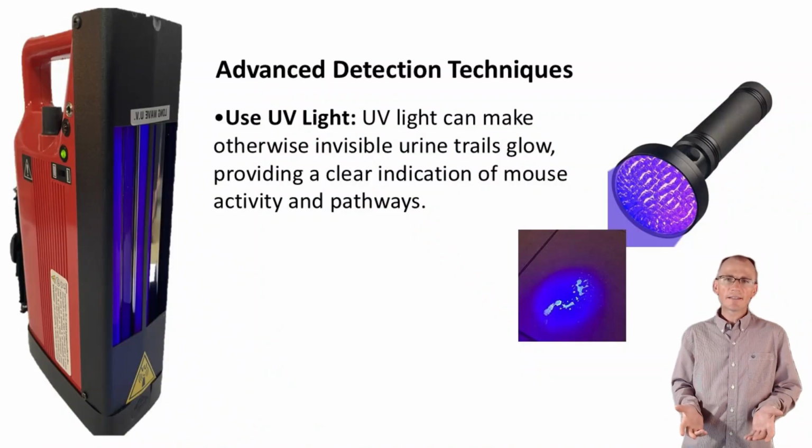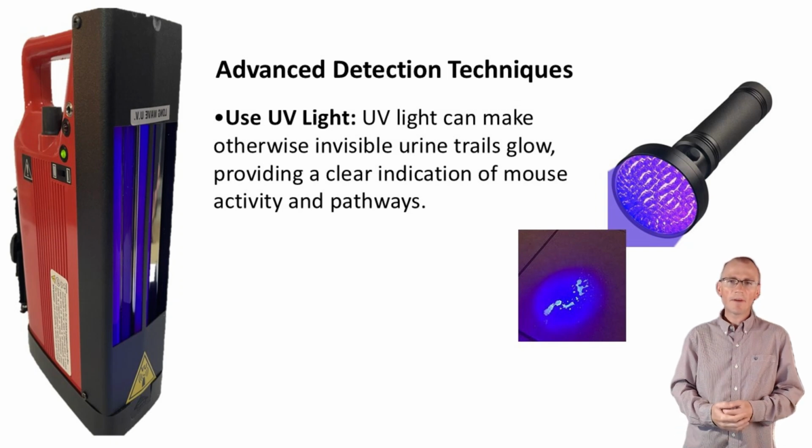Let's look at advanced detection techniques. Use of UV light. UV light can make otherwise invisible urine trails glow, providing a clear indication of mouse activity in pathways. And we talked a little bit about this earlier, but nothing's going to work better than some of these advanced techniques where you can make that urine glow.